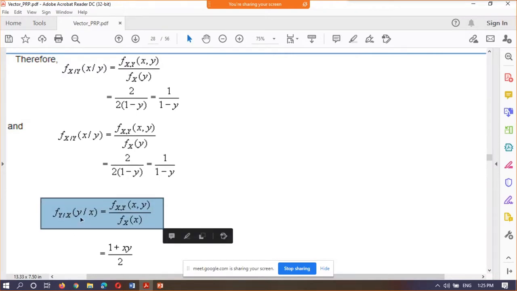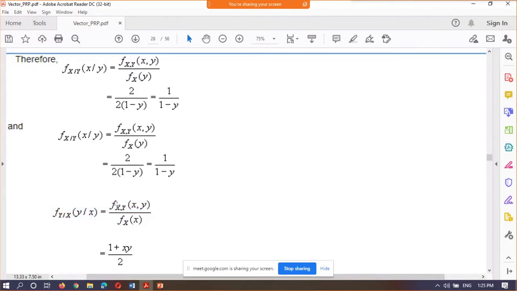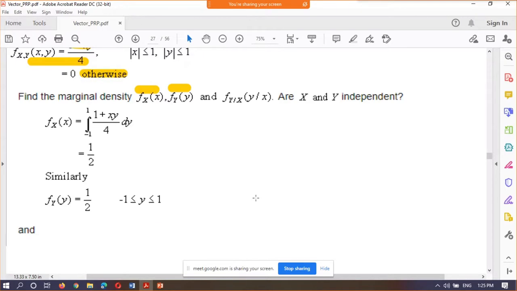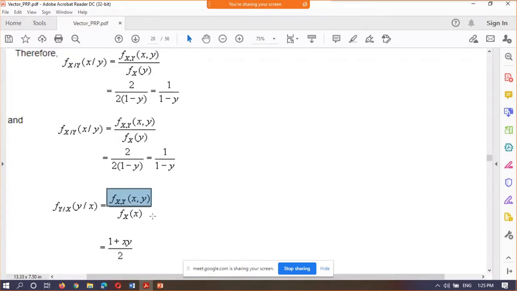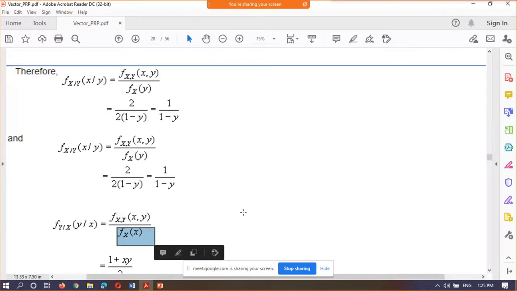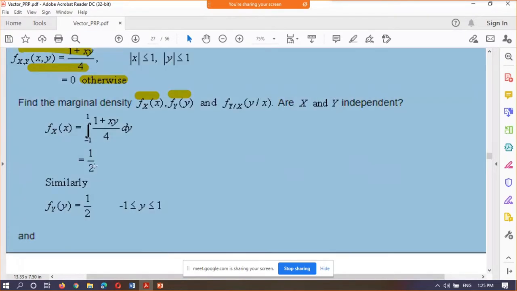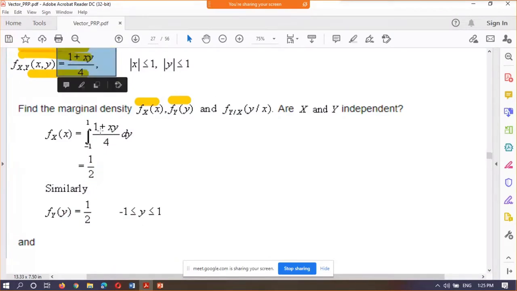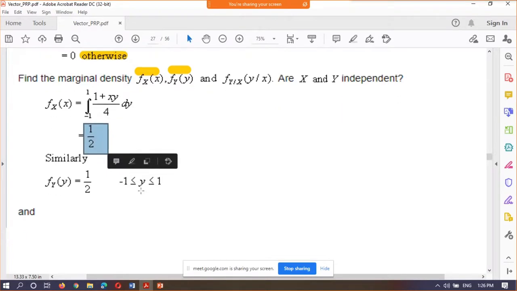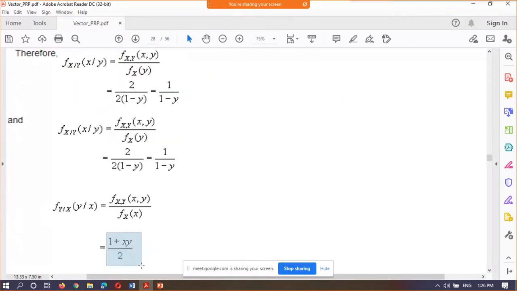f(y|x) is equal to f(x,y) over f(x), because here x equal to x is given, and f(x,y) is actually (1 plus xy) upon 4, and f(x) we have already calculated, it is 1 by 2. So if I divide this (1 plus xy) by 4 by 1 by 2, I will get this (1 plus xy) by 2.